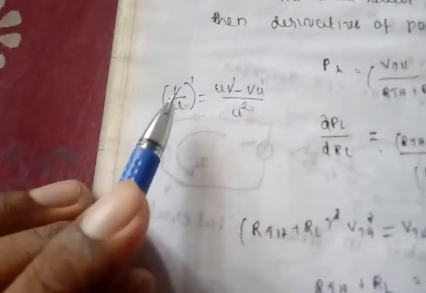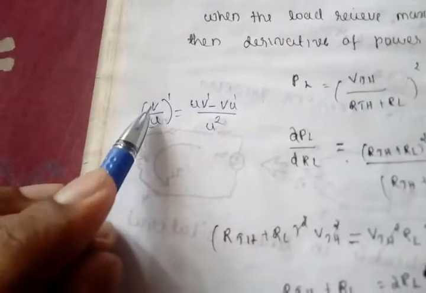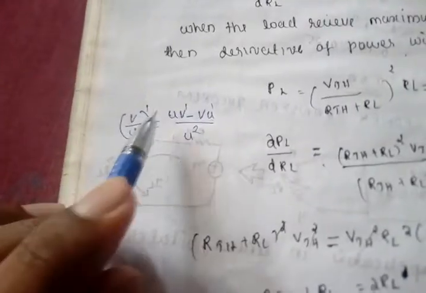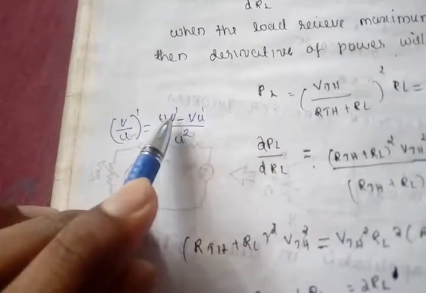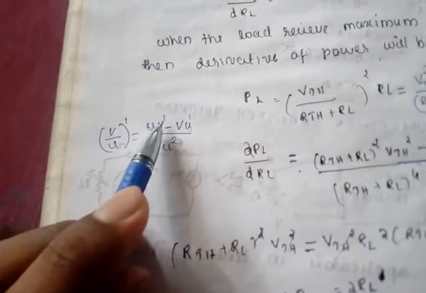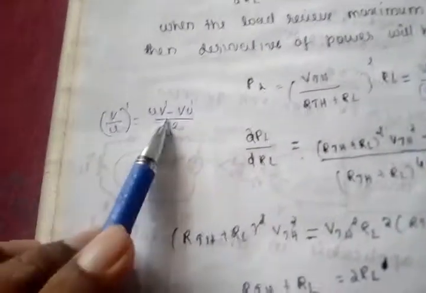Before the derivative, we have to look at another theorem, that is the derivative of V by U, (V/U)', is equal to (U into V dash minus V into U dash) by U square. V dash is the derivative of V and U dash is the derivative of U. We have to remember this theorem.